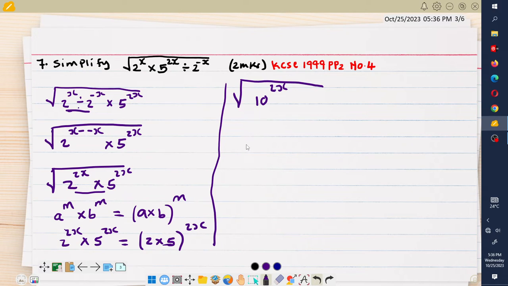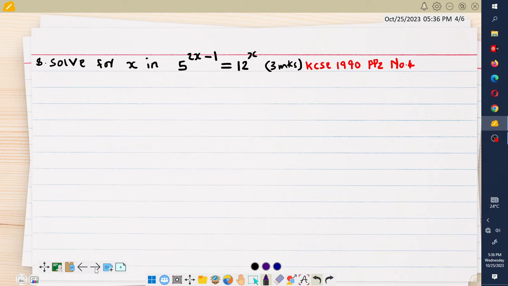Then remember, square root is the same as raising to the power of a half, so this is the same as saying 10 to the power of 2x, then the whole thing raised to the power of a half. So this will be 10 to the power of 2x, then multiplied by 1 over 2. So the 2 and 2 will cancel out, so the answer will be 10 to the power of x as our final answer.